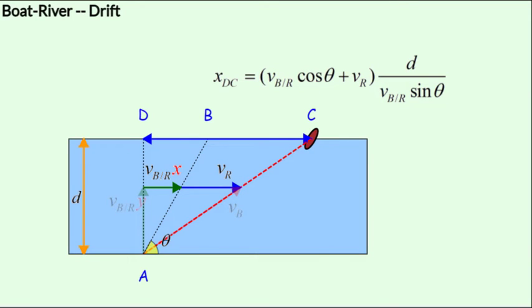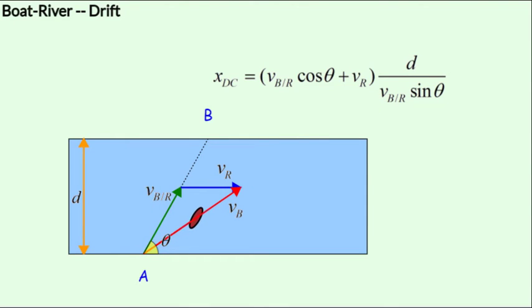The horizontal velocity is v_b/r cos θ plus v_r, and the time taken is d over v_b/r sin θ. So given the velocity of the boat with respect to the river and the angle at which the boat heads out in, we are able to predict the drift if we know the river current.